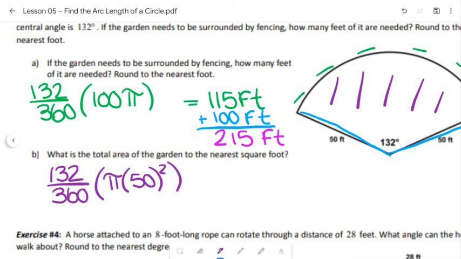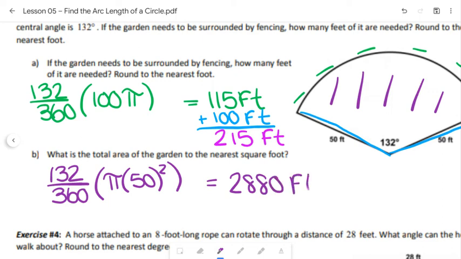132 divided by 360, times pi, times r, which was 50, squared. And we get 2,879.7932. So 2,880.